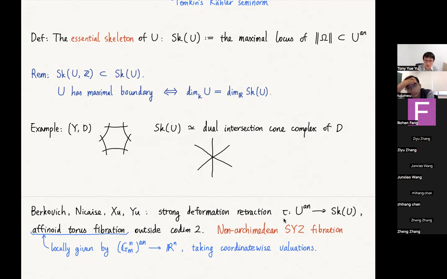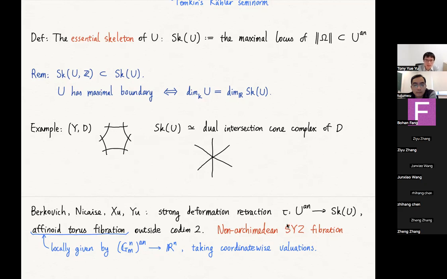Let me say something more. Just now, Junwu was asking whether it's a weird topology or nice topology. It's pretty nice, but it's still kind of hard to say what it looks like. What we say is about its homotopy type, at least, because we have a deformation retraction from this topological space to this essential skeleton. And the essential skeleton is really a piecewise linear object. Like in this case, it's just this fan.